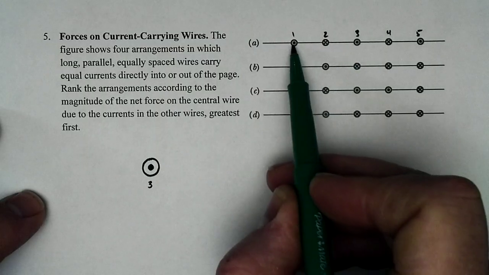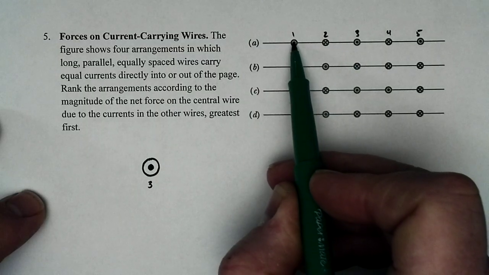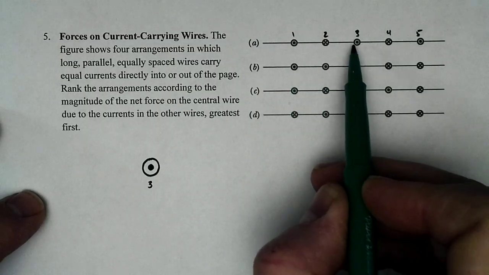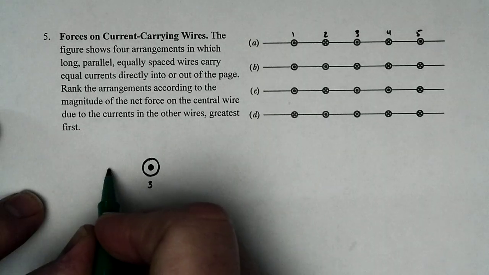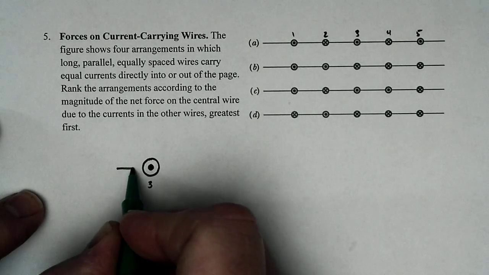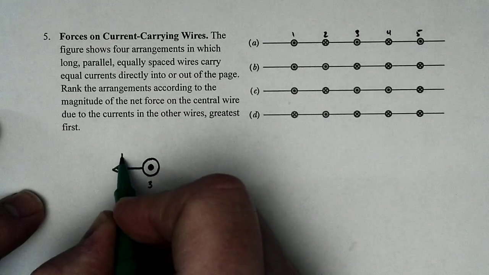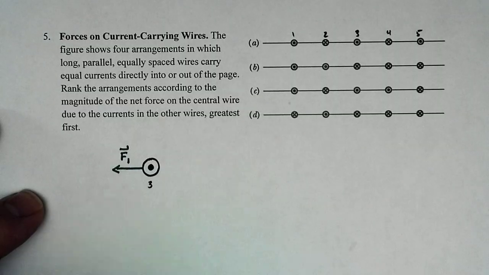Well, wire 3 would feel a force from wire 1. 1 and 3 have current flowing in the same direction, so I'm going to have a force from wire 1 that is toward wire 1 on wire 3.